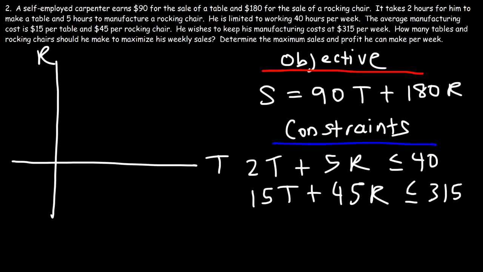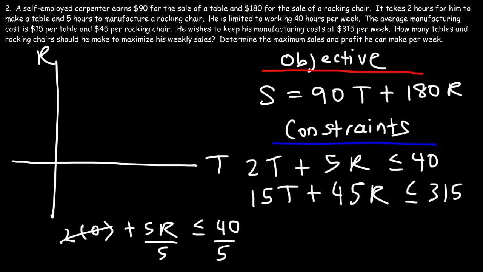When t is 0, what is r? So if we have 2 times 0 plus 5r is less than or equal to 40, that disappears. And if we divide by 5, 40 divided by 5 is 8. So the y-intercept is going to be 8.